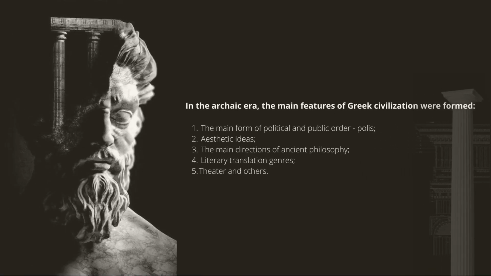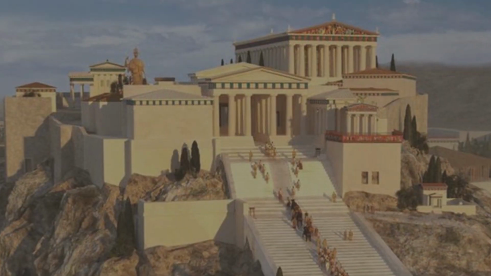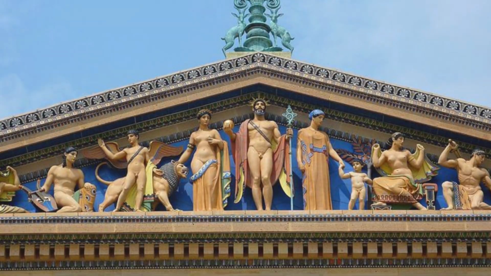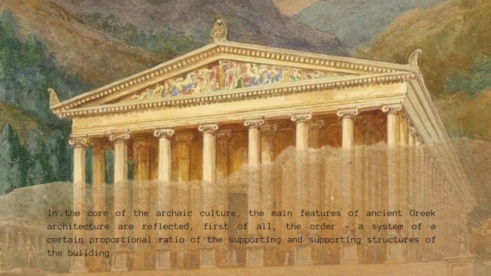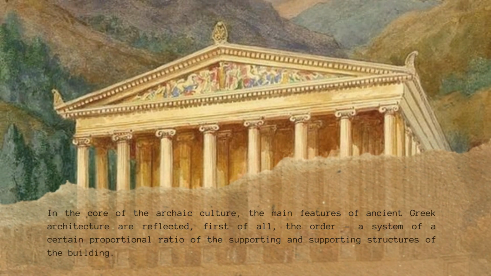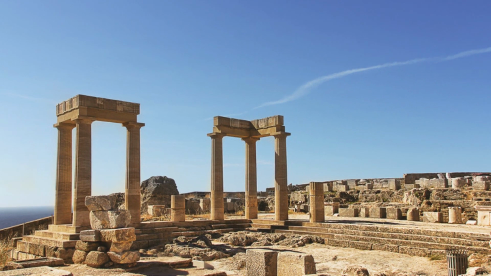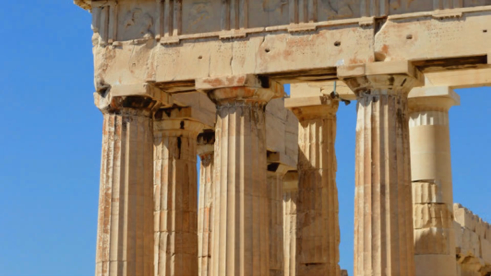In the Archaic era, the main features of Greek civilization were formed: the main form of political and public order, the polis, aesthetic ideas, the main directions of ancient philosophy, literary genres, theater and others. At the core of archaic culture, the main features of ancient Greek architecture are reflected: first of all, the order, a system of a certain proportional ratio of the supporting structures of the building.